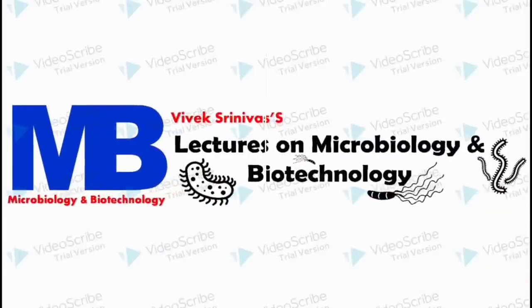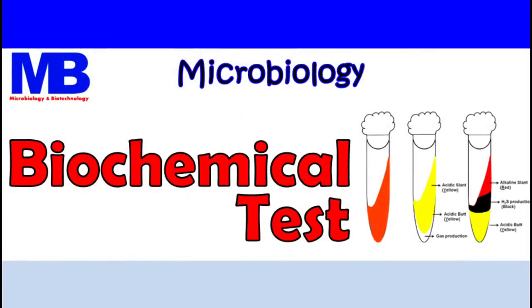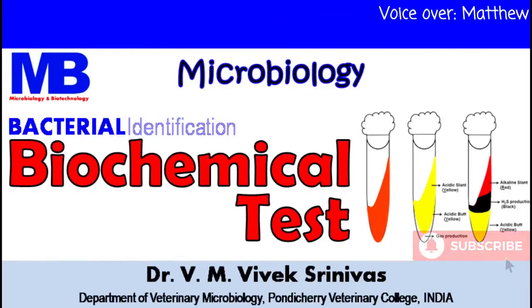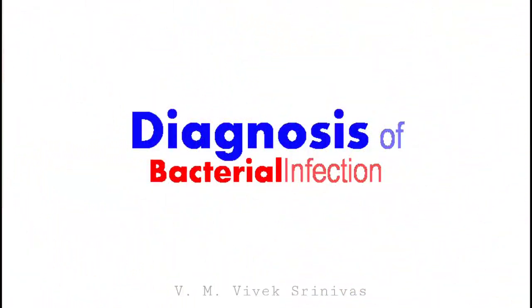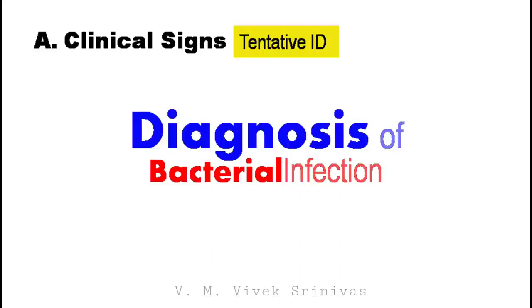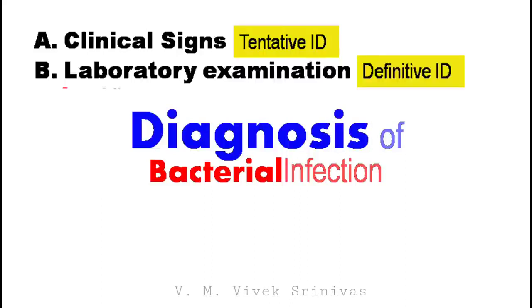In this video presentation, we will see about the different biochemical tests for the identification of bacteria. The diagnosis of a bacterial infection can be done based on the clinical signs and symptoms of the disease, but it gives only a tentative identification. For definitive identification, laboratory examination is necessary.